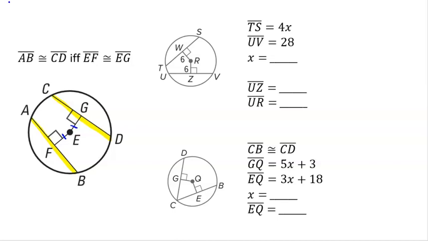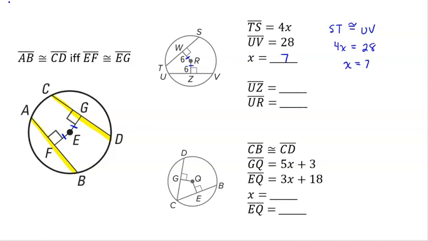All right, and so with this first circle, they don't give us any congruency markings, but they do tell us that this is 6 and this is also 6, which means ST is going to be congruent to UV. And if TS is 4x and UV is 28, that means that we have 4x is equal to 28. Divide both sides by 4, and I get x is equal to 7.